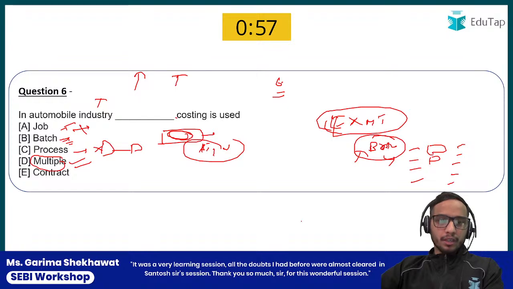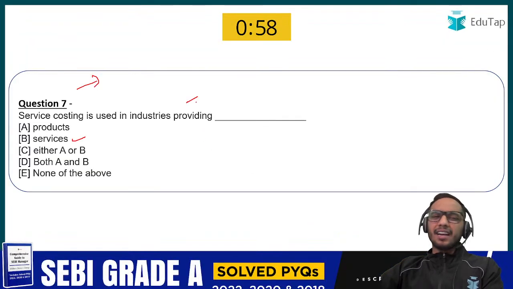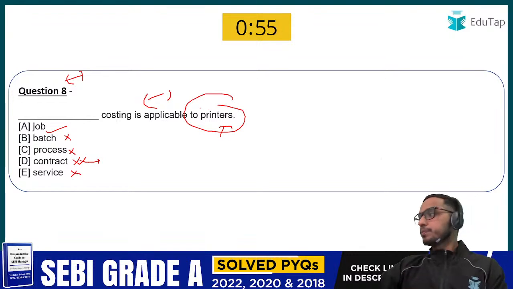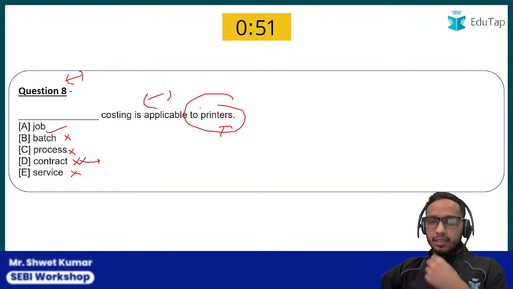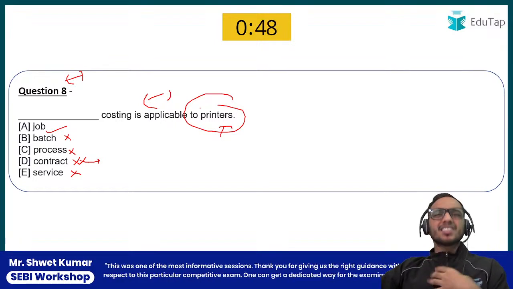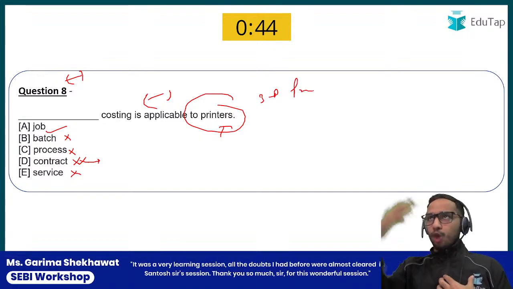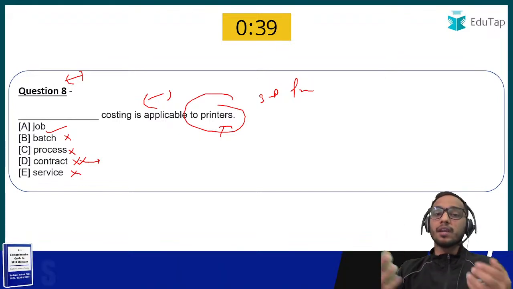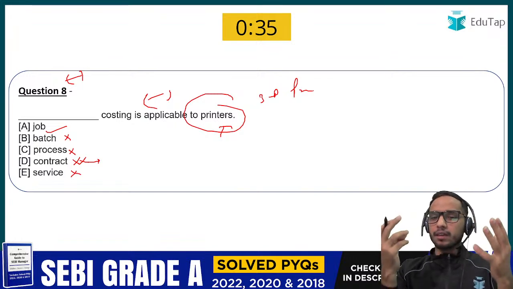Automobile industry. Now service costing is used in that. Everyone was correct here. And question number 8, dash costing is applicable to printers. See, in the printers what happens now? Let's take the example of architecture. Suppose let's take the example of 3D printers. Though there are not enough shops and suppliers for 3D printers, for the understanding point of view, let's try to understand this.